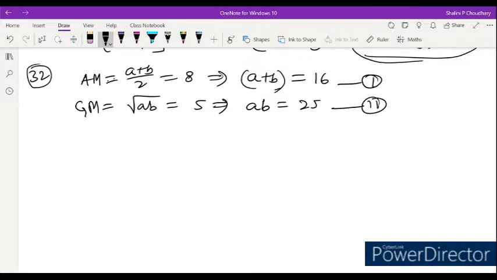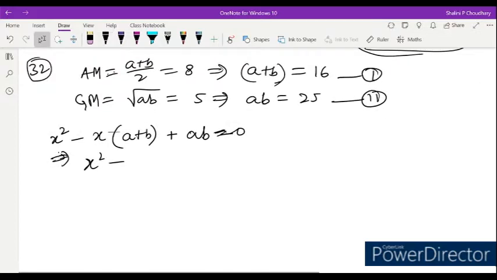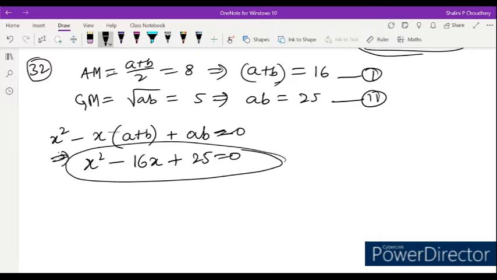Okay, equation 2. Now what we have to find out is the quadratic equation, whose roots are given. So how will we find the quadratic equation? X square minus x into the sum of the values, A plus B, plus A into B, that should be equal to 0. So x square minus x into the value of A plus B, which is 16, so 16x, plus the value of AB, which is 25, equals 0. Okay, so this will be the quadratic equation.